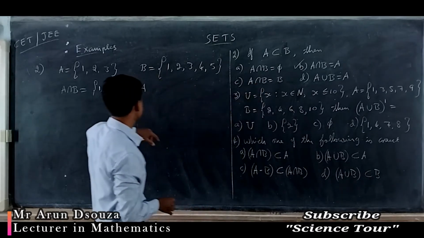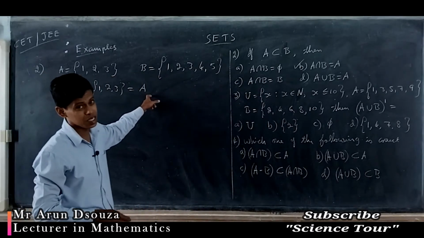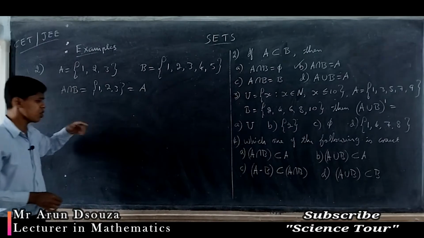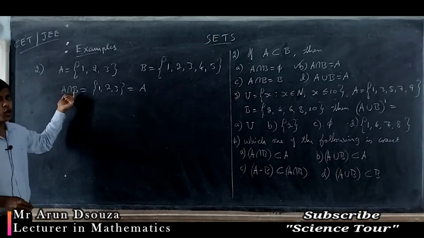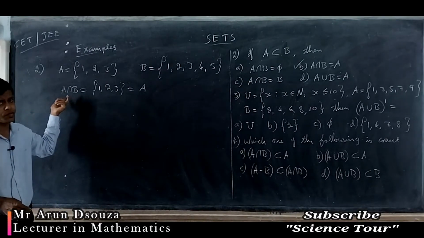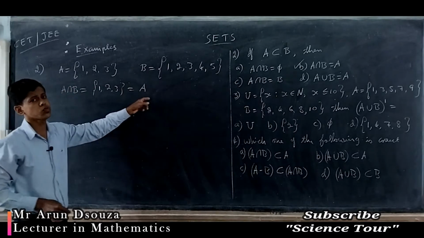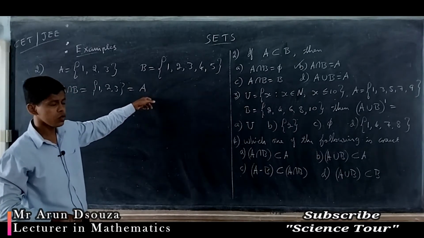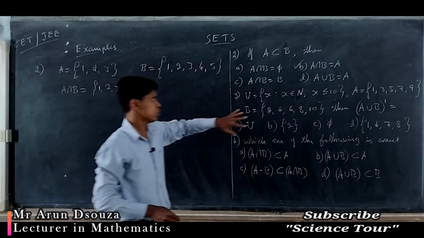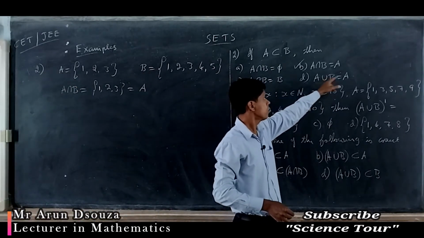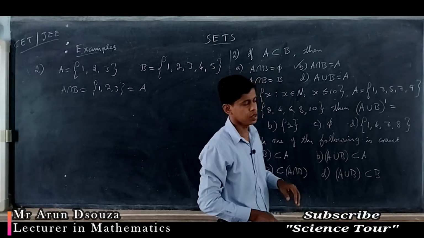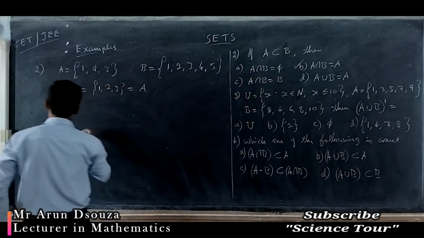And what about A intersection B is equal to B? Will it be B? No. When you go for the intersection, what you get is the smaller set. If one is a subset of the other, in the intersection you will always have the smaller. In the union you will have the bigger set. Okay, so A union B will be B. Okay, so you want to see that.